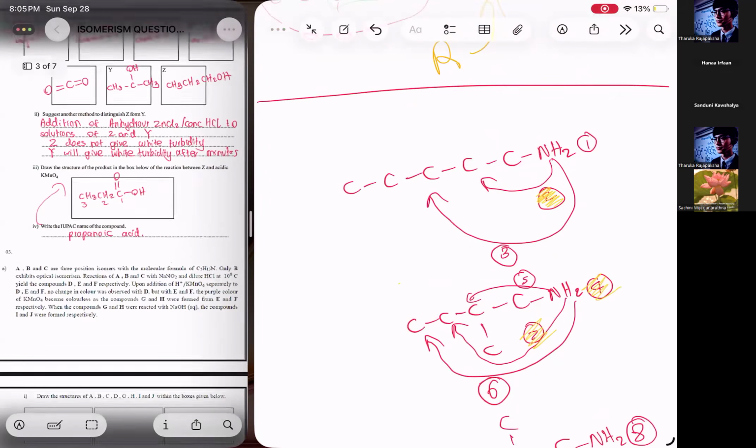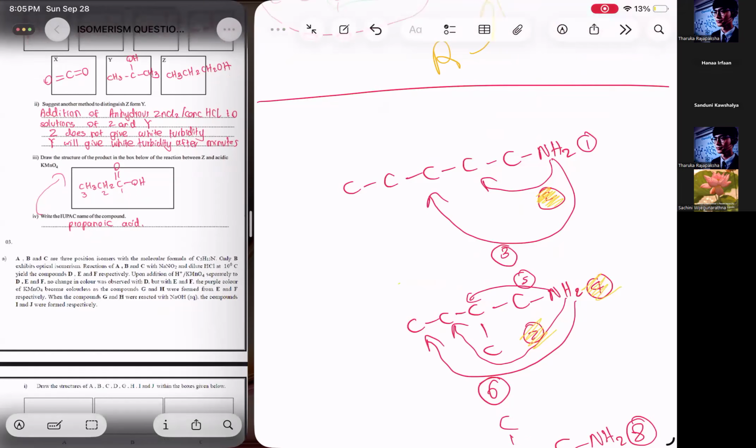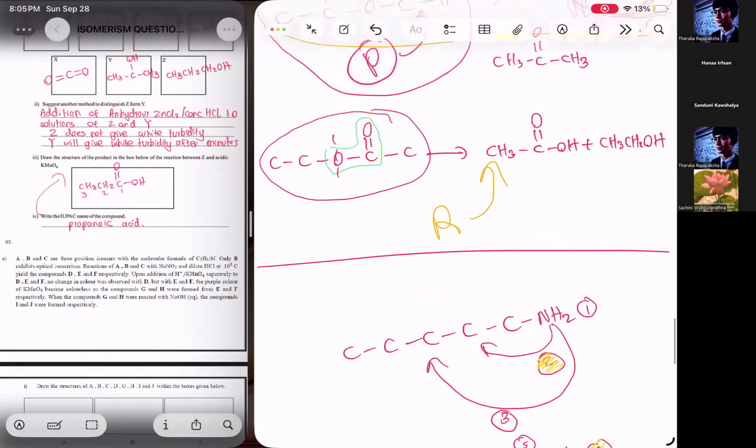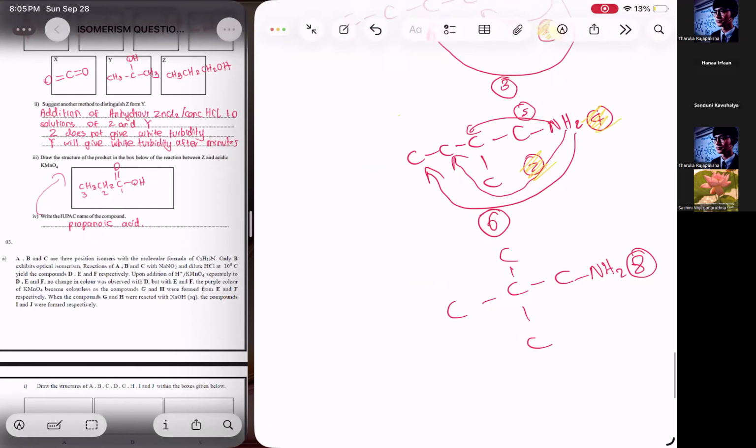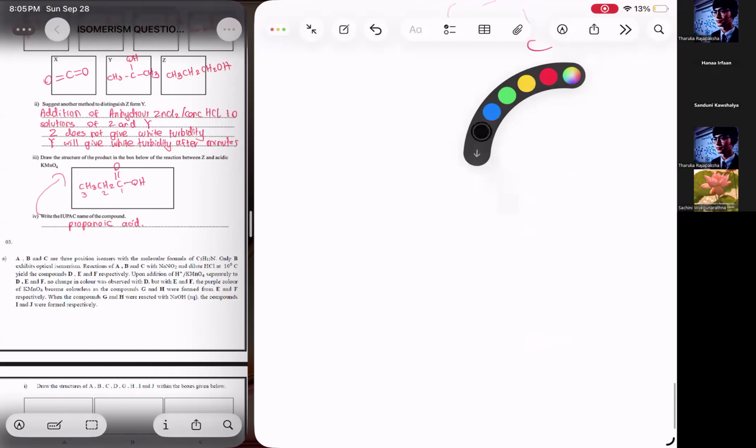Reaction of A, B, C with NaNO2 dilute HCl. Here there are only three, A, B, C. Let's write it: A, B, C. A, B, C are three position isomers. Keep that in your mind, people, they are position isomers.